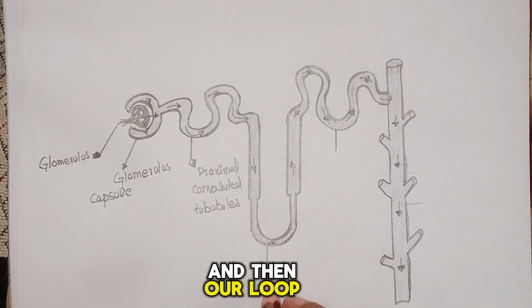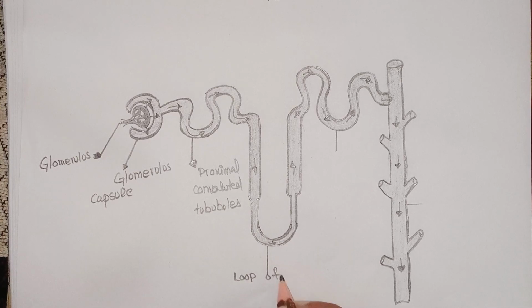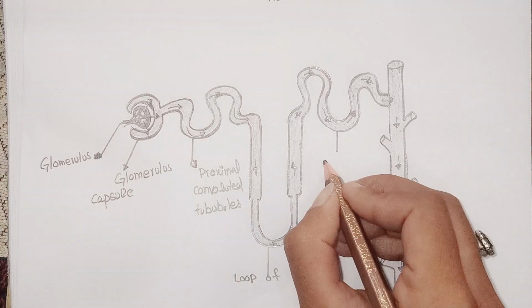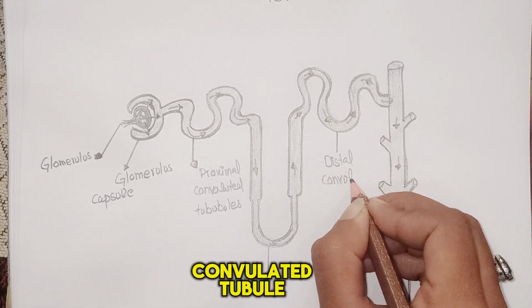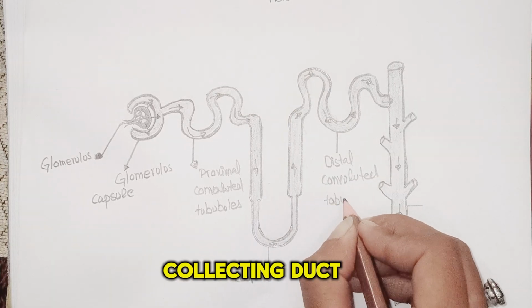And then our loop of Henle. And the second convoluted tubules, which is distal convoluted tubule. And in the last, collecting duct.